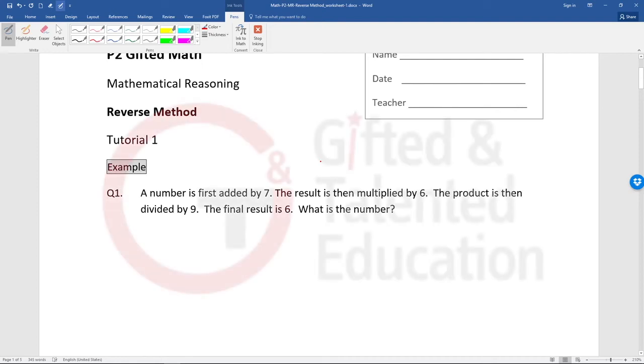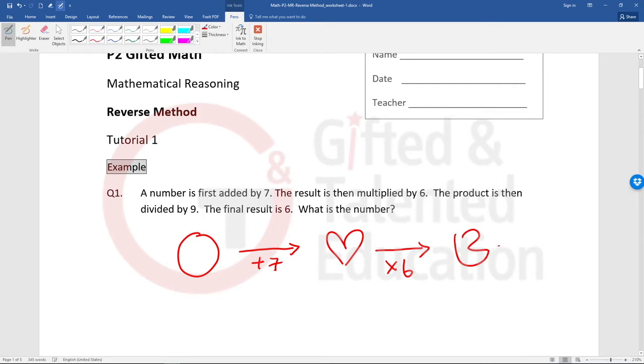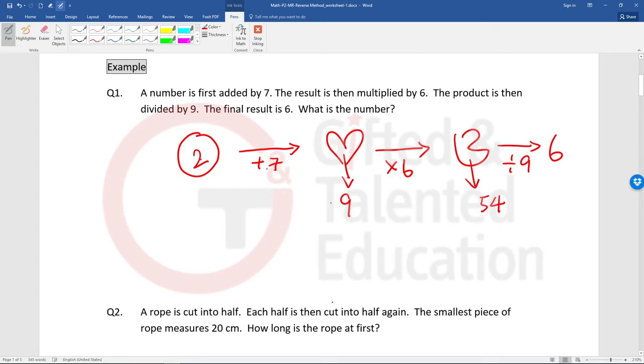Question 1. We have a number here which is first added by 7 and the result is then multiplied by 6 and the product is then divided by 9 to give us 6. We can solve this problem by working backwards. So what is the value of this? This would be equals to 6 times 9 giving us 54 because 54 divided by 9 gives us 6. Similarly, this would be 9 because 9 times 6 gives us 54 and this would be 2 because 2 plus 7 gives us 9. Hence, the number would be 2.